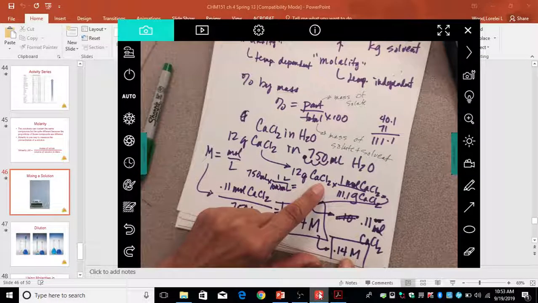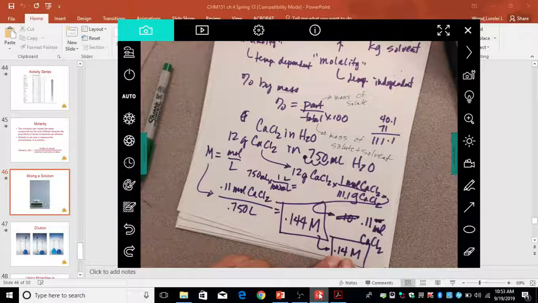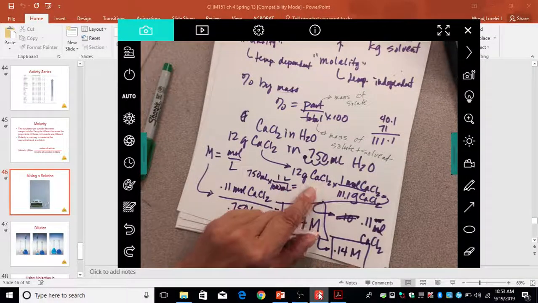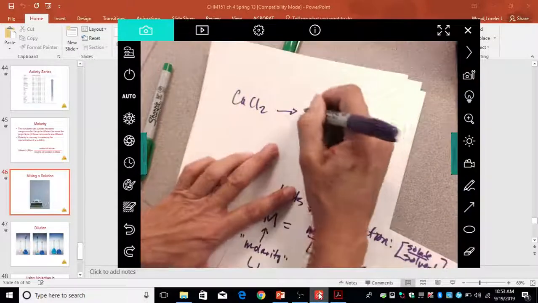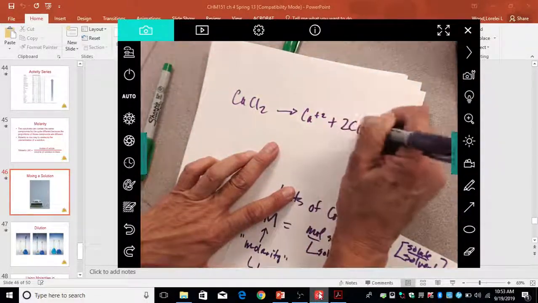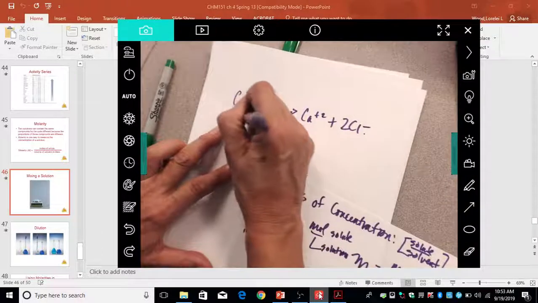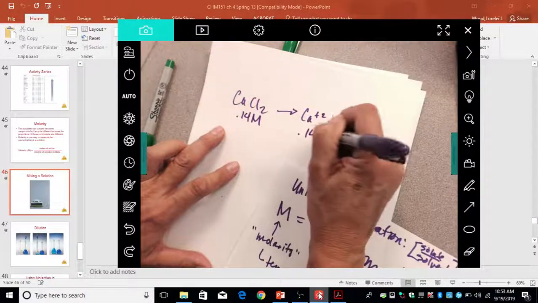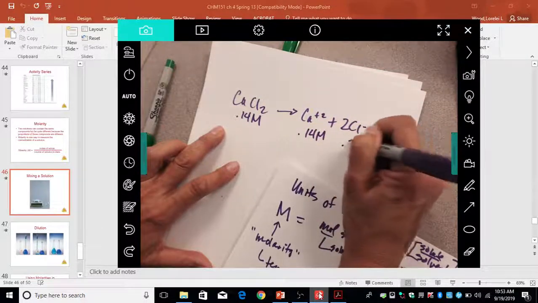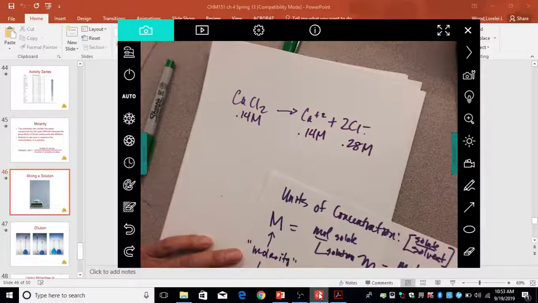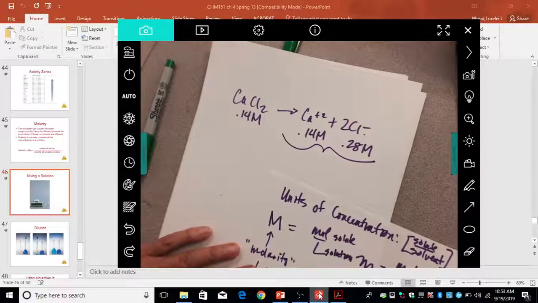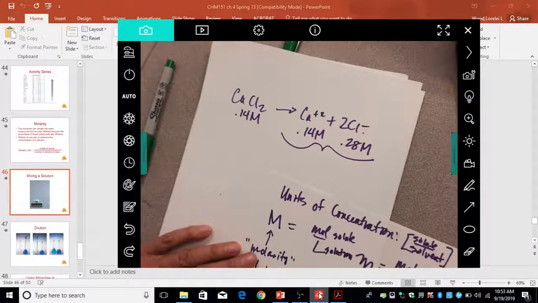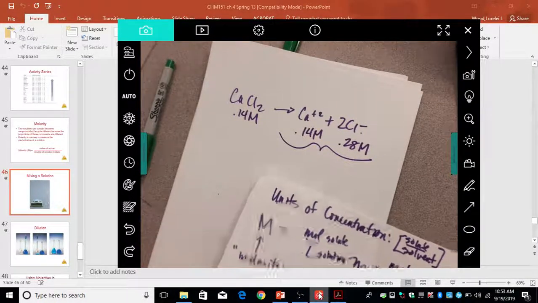One more time. If the concentration of my whole solution is 0.14 molar of this stuff, and I know when I take that stuff and I dissociate it, I'm going to get one of those and two of those, right? So if this is 0.14 molar, that's got to be 0.14 molar, and that's got to be 0.28, because why? Why is that 0.28 molar? It's twice as much. So what would be the total concentration of all my ions in solution? 0.42. Whatever, 0.28 and 0.14 added together, right? Okay. All right, so there's molarity.